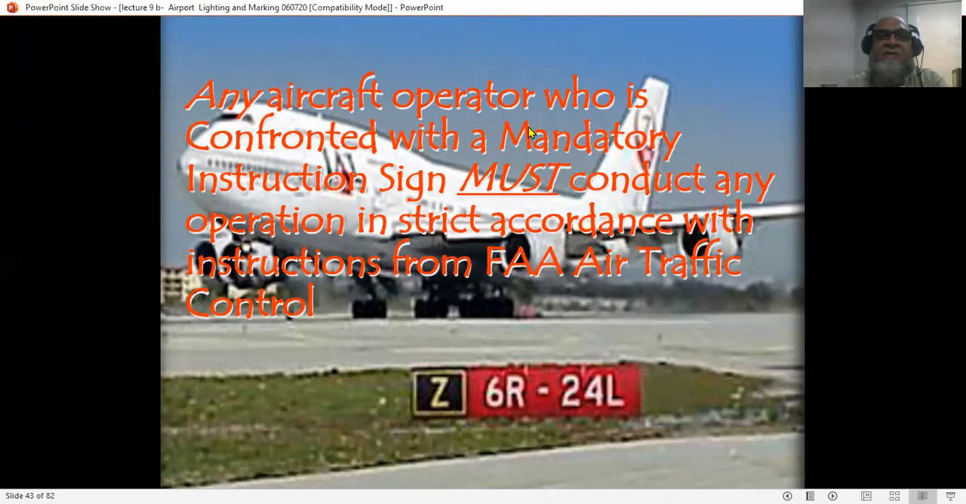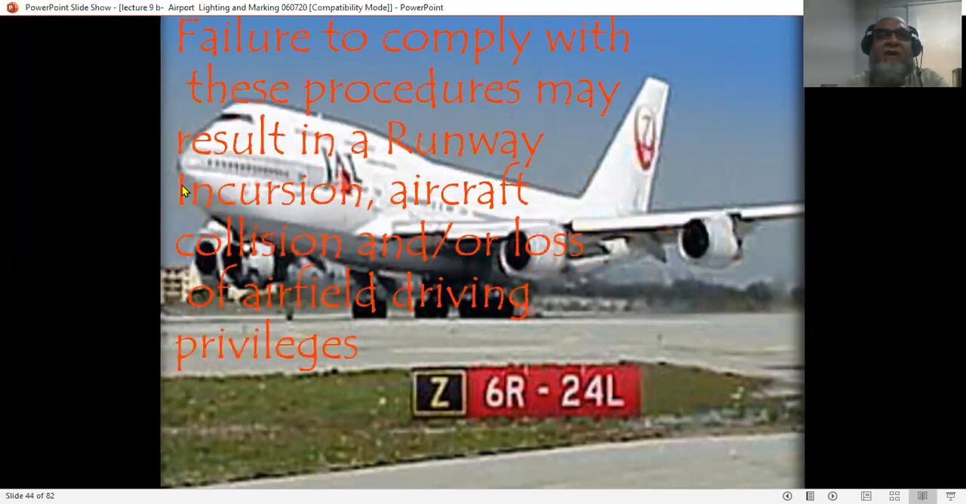So any aircraft operator who is confronted with a mandatory instruction sign must not conduct any operation other than in strict obedience to the instructions from the FAA. All these red signs are mandatory signs. Failure to comply may result in runway incursions, airfield collisions, and or loss of airfield driving privileges. These are for all ground vehicles and any aircraft company operating. They are bound to follow this signage strictly for the safety of the aircraft, not only for themselves but for others as well.